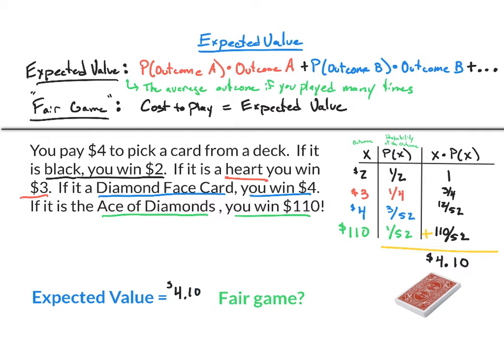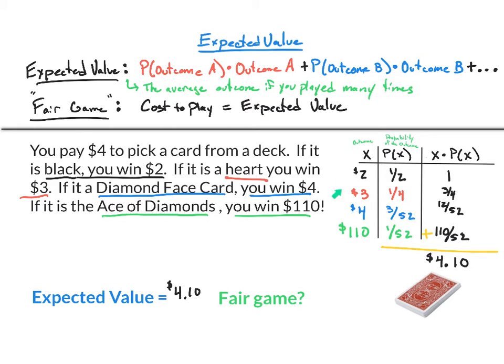What that means is if we were to play this game many, many times and add up all of our different winnings and then divide by how many times that is, it would be $4.10. Expected value is not what you expect to happen, because if I expect to happen, what's most likely is that I pick a black card. But that's not what expected value is. It is the average outcome.